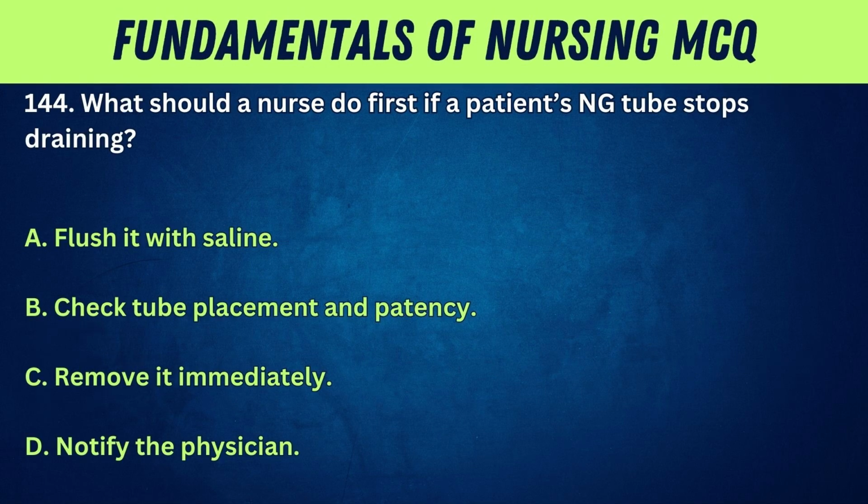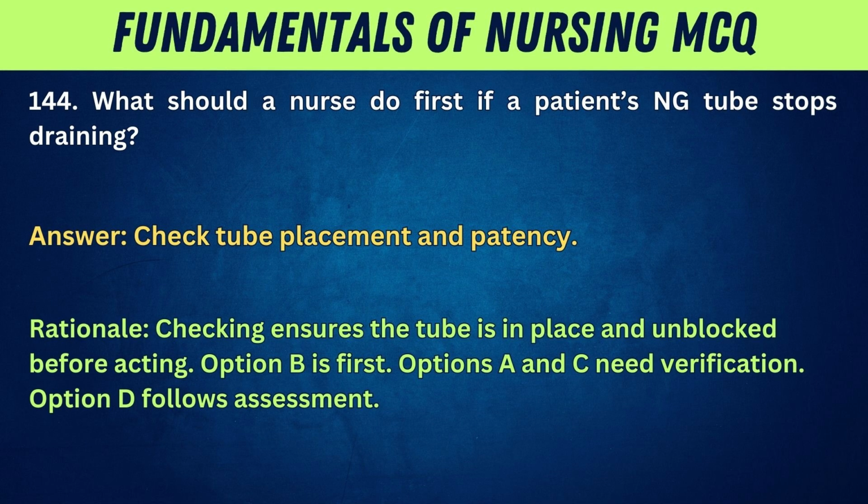144. What should a nurse do first if a patient's NG tube stops draining? A. Flush it with saline. B. Check tube placement and patency. C. Remove it immediately. D. Notify the physician. Answer. Check tube placement and patency.